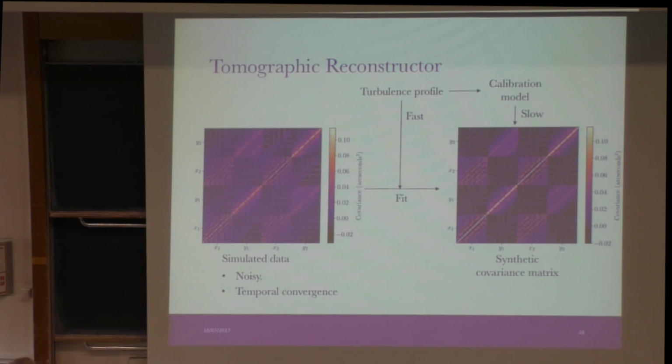And so what we do is we take some data on SCIDAR, right, which looks like this. It's noisy. We have problems with temporal convergence because we need to take lots of data in order for the statistics to average. But then it changes, so we can't do that. So we're restricted in what we can do. So we take our turbulence profile and we fix it in some way to make this synthetic covariance matrix. And that includes some calibration model, which is very slowly varying, which is offsets of your reference sensors, misalignments, rotations, and such. And it's this that's then used to build our covariance matrix.